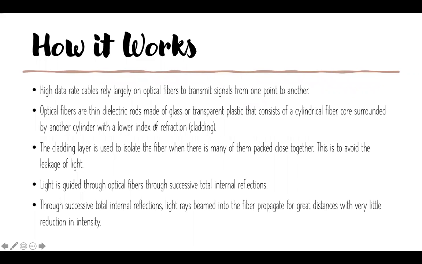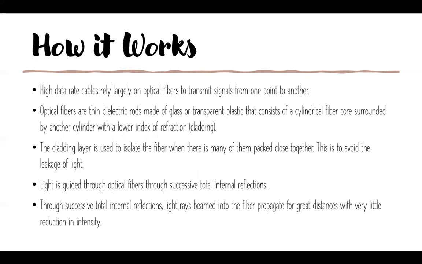All right, so next thing I'll be talking about is how high data rate cables work. High data rate cables rely largely on optical fibers to transmit signals from one point to another. Optical fibers are thin dielectric rods made of glass or transparent plastic that consist of a cylindrical fiber core surrounded by another cylinder with a lower index of refraction. This is called the cladding layer.